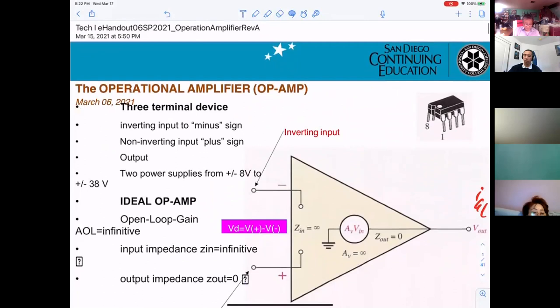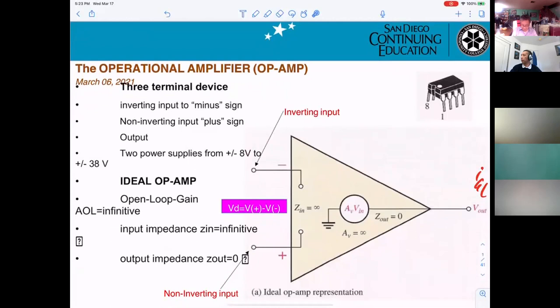Okay, so we're going back. I just quickly go through the basics of the operational amplifier. You know that an op-amp gets two inputs. One goes to the positive, the other goes to the negative, and they get a name for each one. If they go to the negative, it's the inverting input; if they go to the positive, it's the non-inverting input, and they get one output.